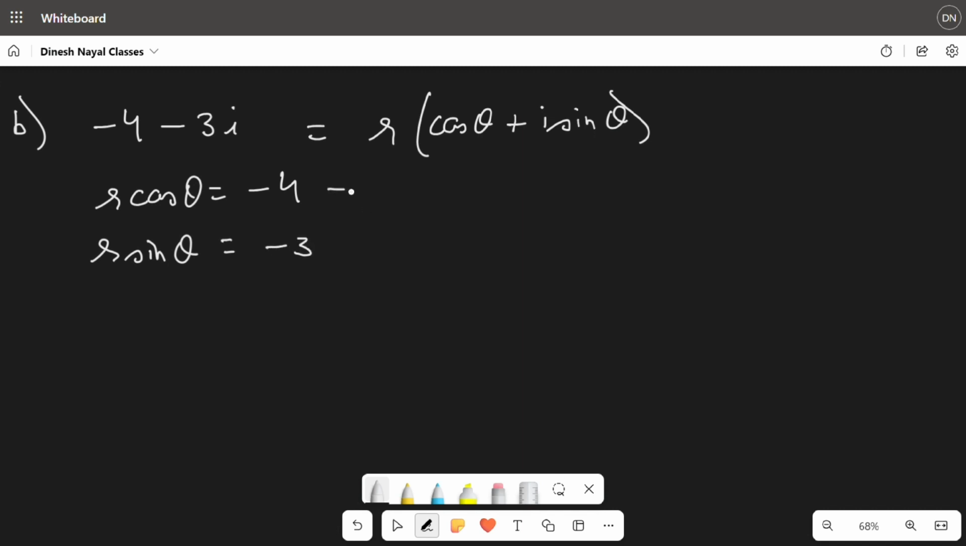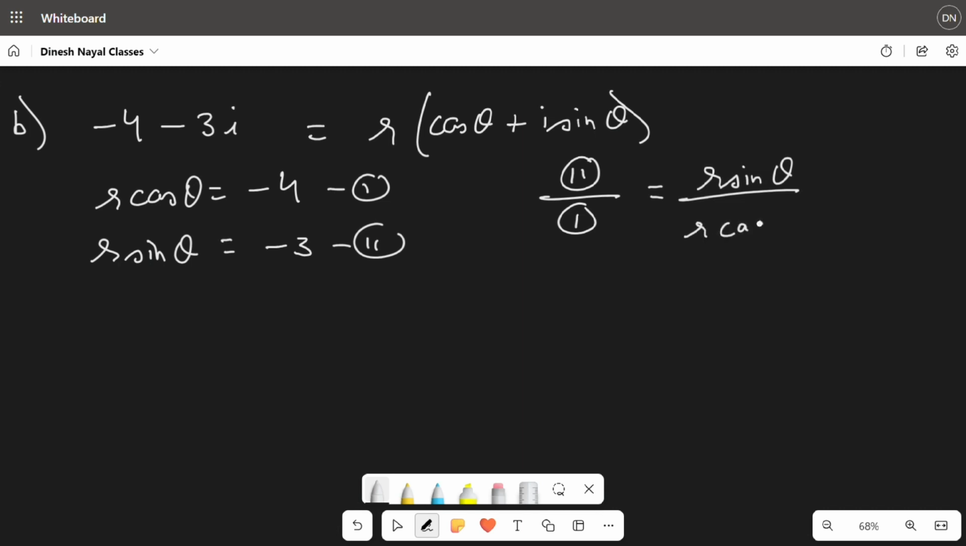So let this be equation 1 and this be equation 2. Again performing the same thing, equation 2 by equation 1. Now see, this will be r sin theta upon r cos theta, which equals minus 3 by minus 4. This is basically minus will become plus, r will get cancelled. So tan theta equals 3 by 4.